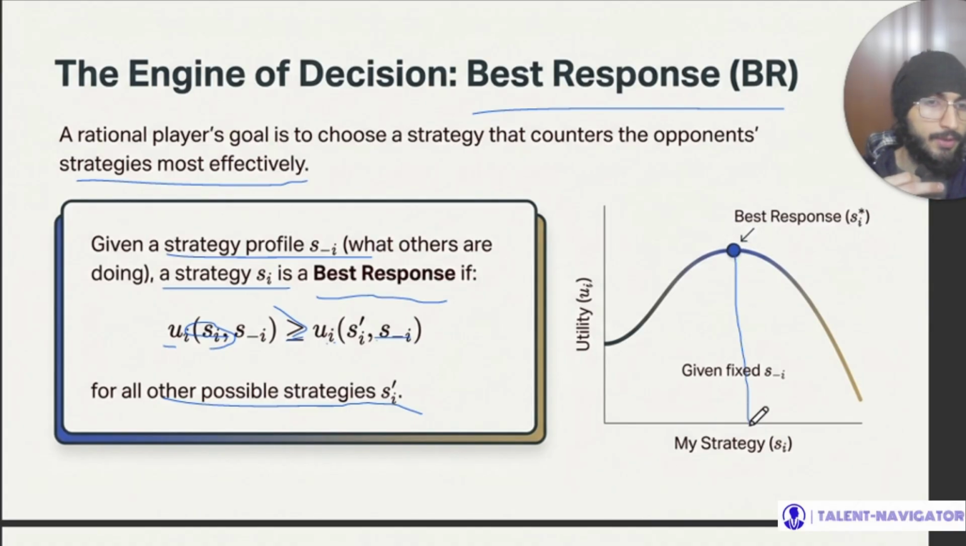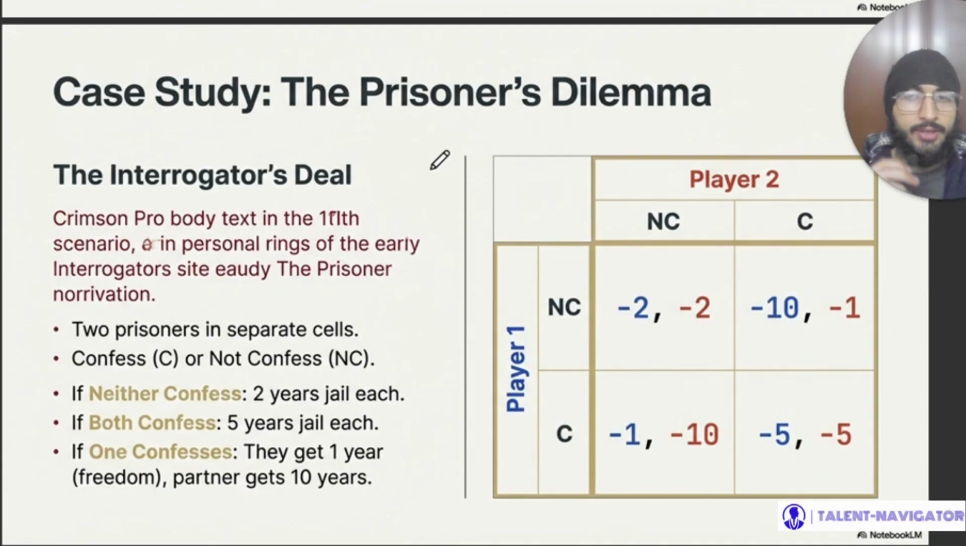This is the best response graphically as well. So the utility is maximized at this function, right? At the function S star i, right? So that is my strategy. Now, case study, the prisoner's dilemma. So we'll be discussing this. So the interrogator's deal. All right.